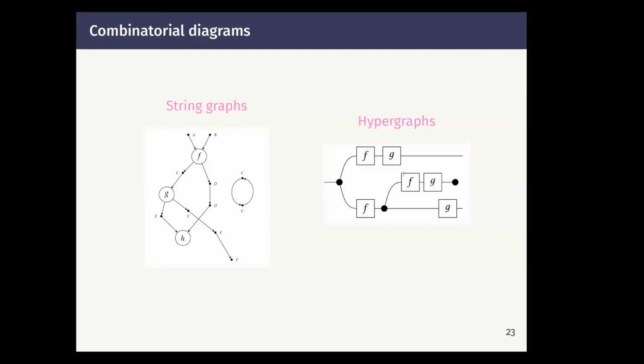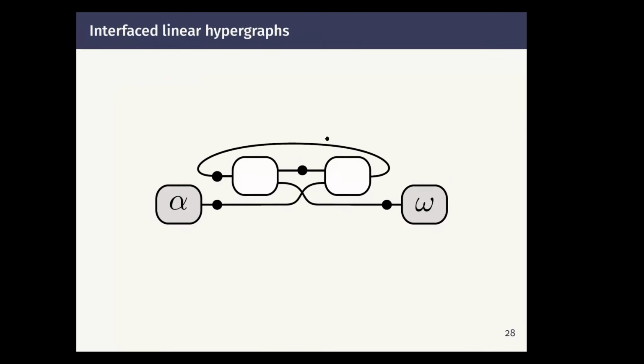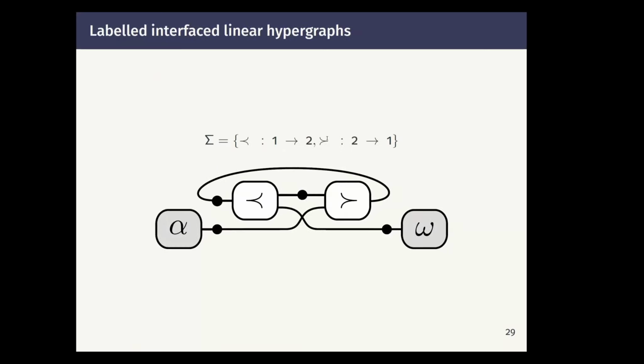Yeah, I also got two questions. So the first question is, are there any terms that cannot be translated to this hypergraph representation? Well, the whole point is that all terms in the symmetric traced monoidal category can be represented as hypergraphs, as our interfaced linear hypergraphs. So that's the soundness.